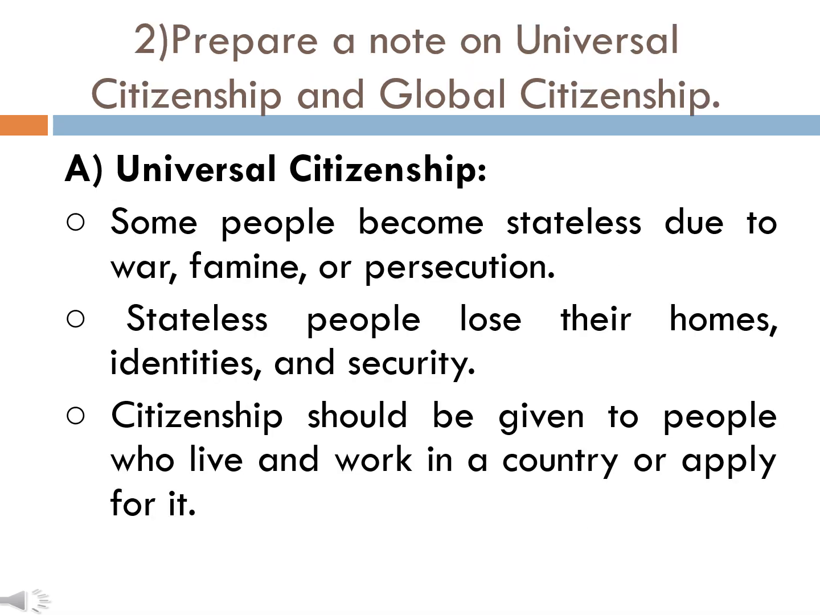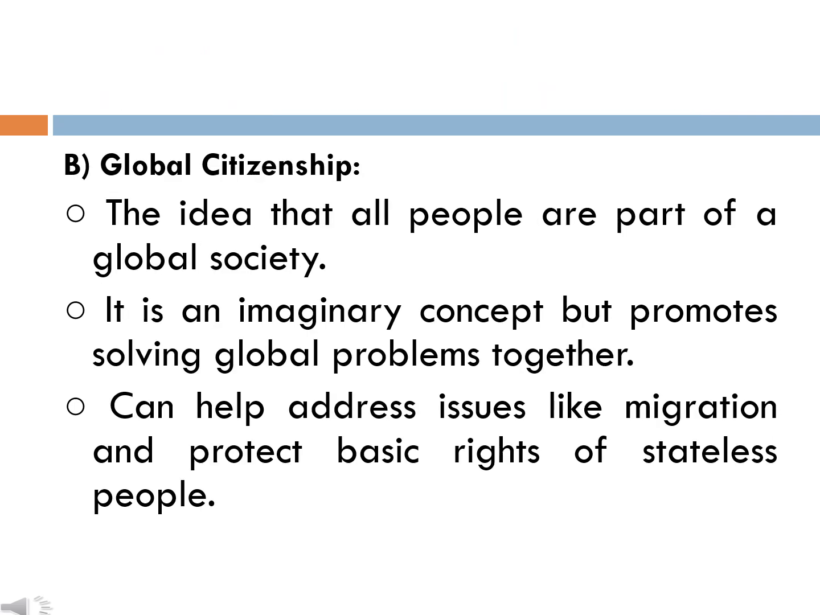Second question: prepare a note on universal citizenship and global citizenship. The first one: universal citizenship. Some people become stateless due to war, famine, or persecution. So citizenship should be given to people who live and work in a country or apply for it. Secondly, the idea of global citizenship. It is an imaginary concept but promotes solving global problems together. This is the idea that all people are part of a global society. It can help address issues like migration and protect the basic rights of stateless people.